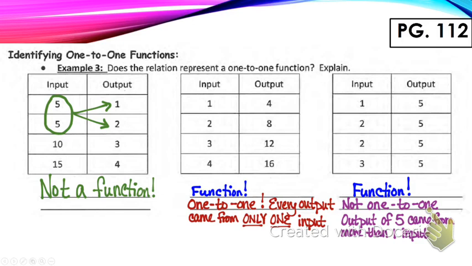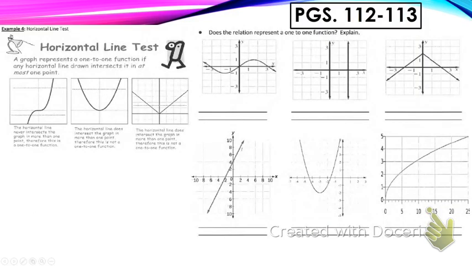All right, let's look at some graphs and then I'll talk about that question. So I'm going to flip the page now. So we're going to be on page 112 and then a little bit on page 113. I'm down at the bottom of page 112, but the graphs we're looking at are on page 113. To check to see if something is a function, I use what kind of test? Vertical line test. Once I know it's a function, I can use the horizontal line test to check to see if it's one-to-one.